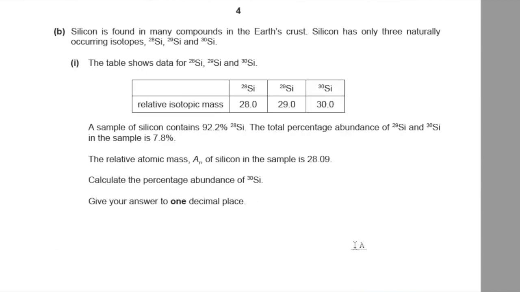Part B. Silicon is found in many compounds in the Earth's crust. Silicon has only 3 naturally occurring isotopes: silicon of mass number 28, silicon of mass number 29, and silicon of mass number 30. Part 1. The table shows data for silicon 28, silicon 29, and silicon 30. A sample of silicon contains 92.2% of silicon 28. The total percentage abundance of silicon 29 and silicon 30 in the sample is 7.8%.